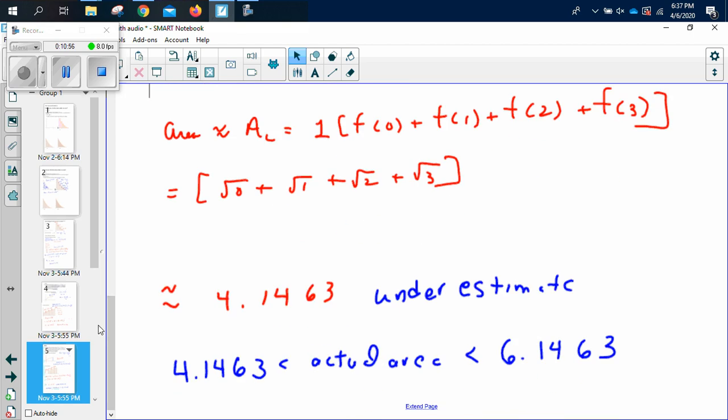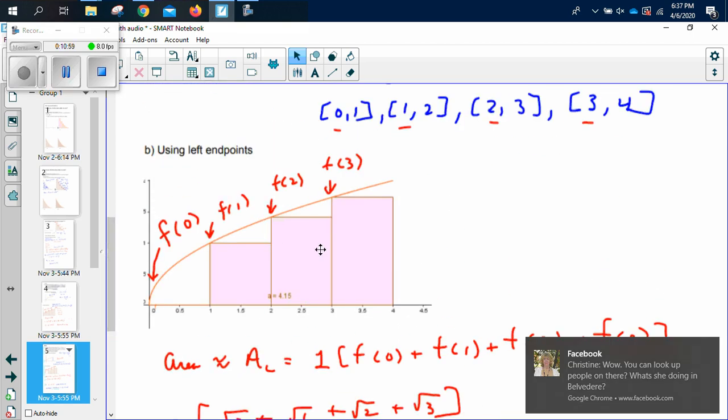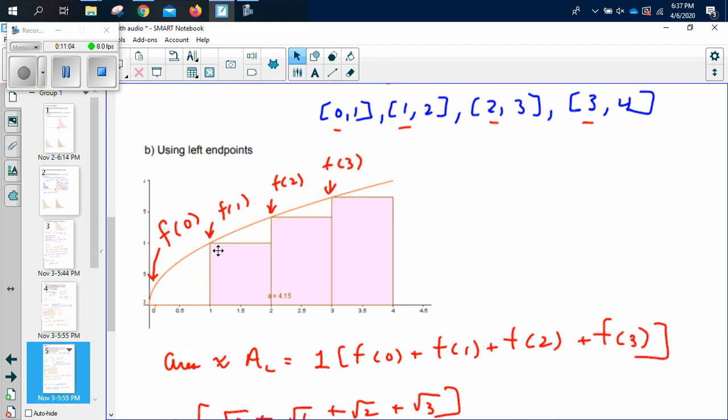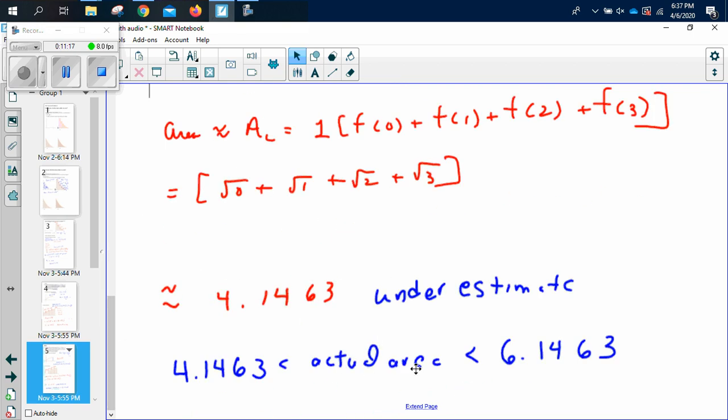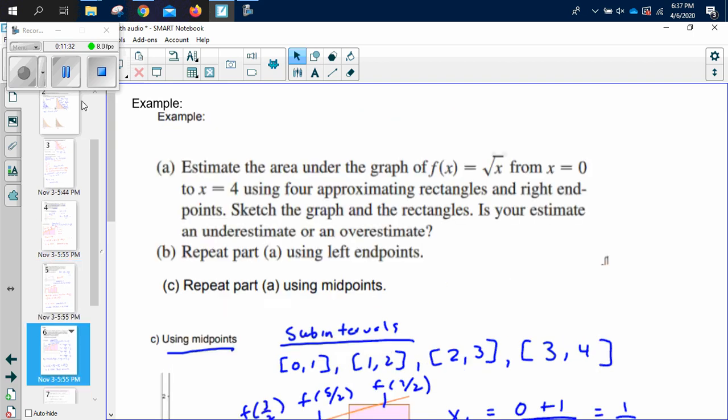And I get 4.1463, or approximately that. Now this is an underestimate because if you look at the area that we're calculating here, it's less than the actual area under the curve. So this is an underestimate. So we know that the actual area is between what we got here and what we got a minute ago, which was the value using the right endpoints, an overestimate. So then the next thing we're going to do is use midpoint.